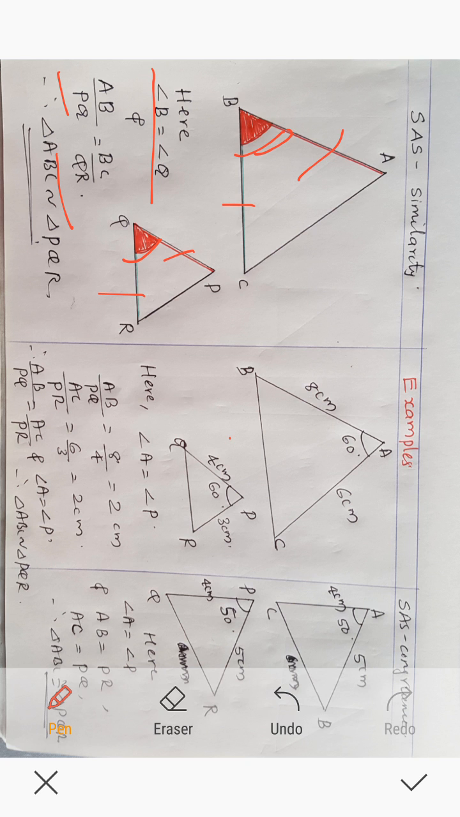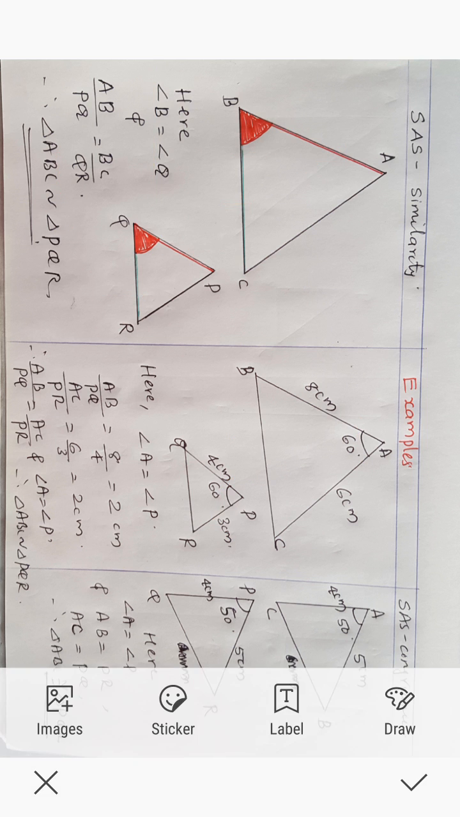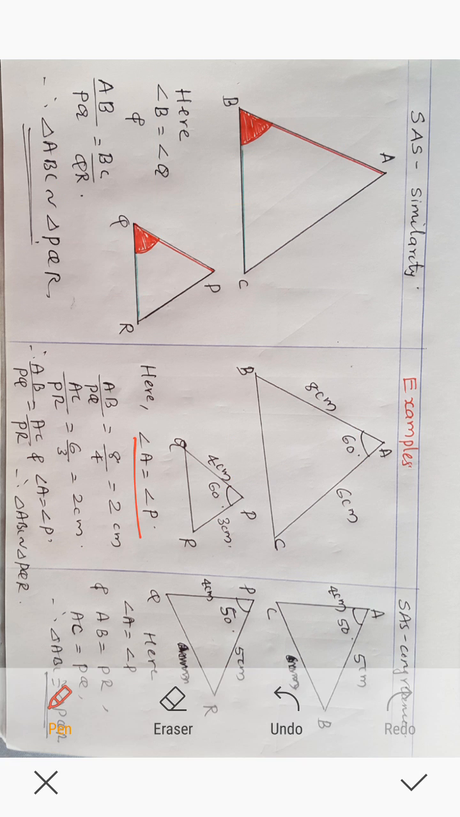See an example here. Here angle A equals angle P, both are 60 degrees, and the sides including this angle are AB and AC. One is 8 and the other is 6. Here at angle P, PQ and PR are the sides including 60 degrees. So angle A equals angle P, then take the ratio.